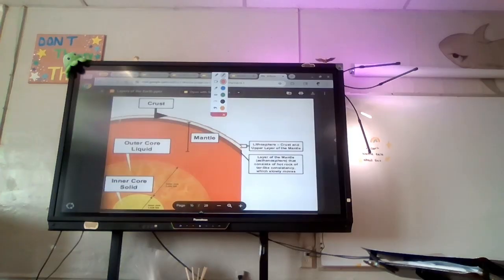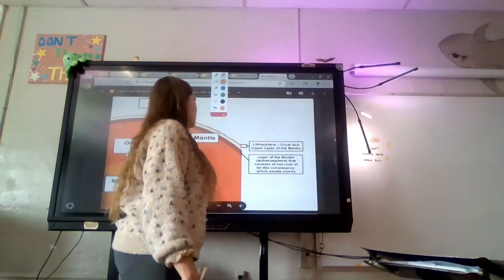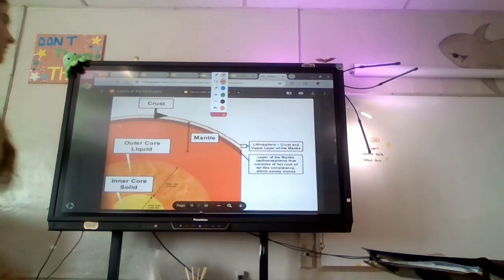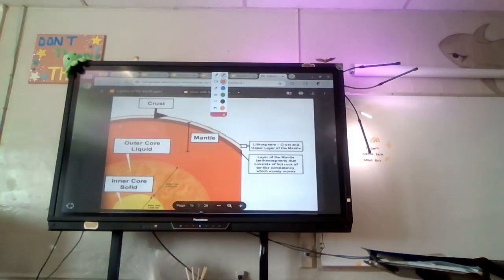That's a little bit of a picture of it to visualize it. So the lithosphere again is the crust and the upper part of the mantle. Okay. And then the asthenosphere is the middle mantle. Okay. And then you have the inner and the outer core.